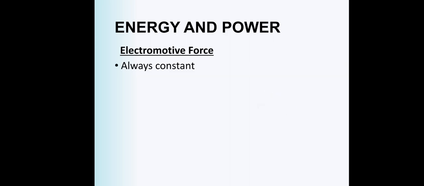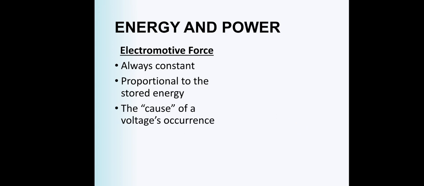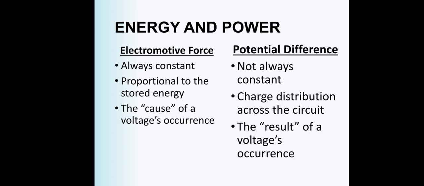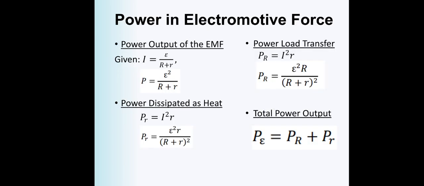So let's proceed to the difference between electromotive force at saka potential difference. So, electromotive force, it is always constant and proportional siya sa stored energy natin. And this is the cause of a voltage's occurrences. While potential difference naman, not always constant, and the charge distribution across the circuit, and it is about the result of a voltage's occurrence. Okay? So, I hope you understand that.